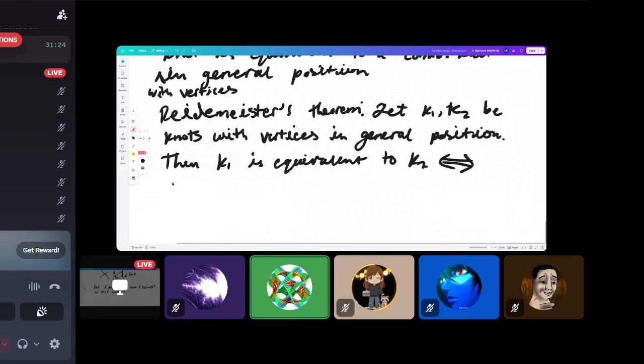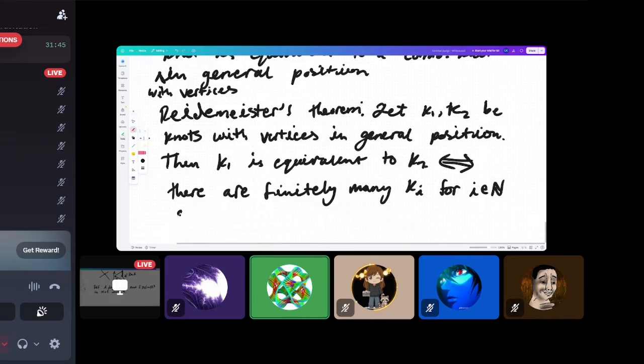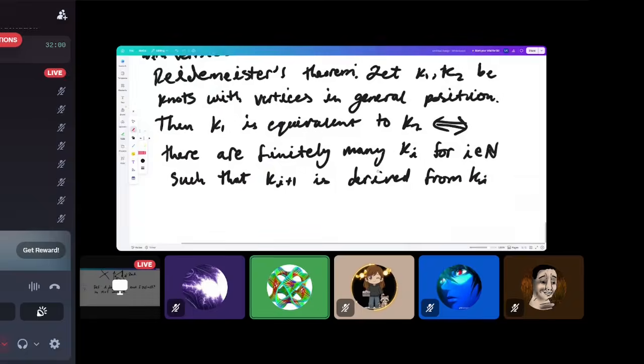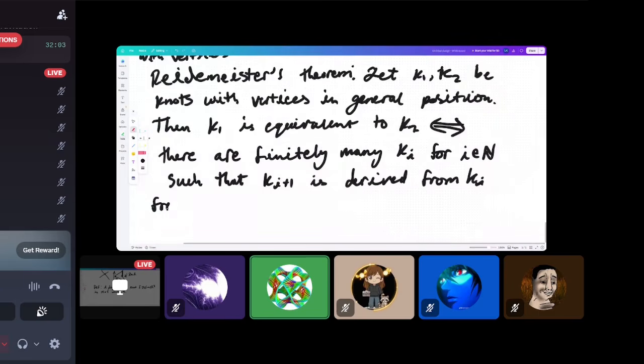there are finitely many moves, or there are finitely many knots Ki for i in the natural numbers, such that Ki+1 is derived from Ki from one of the following changes.